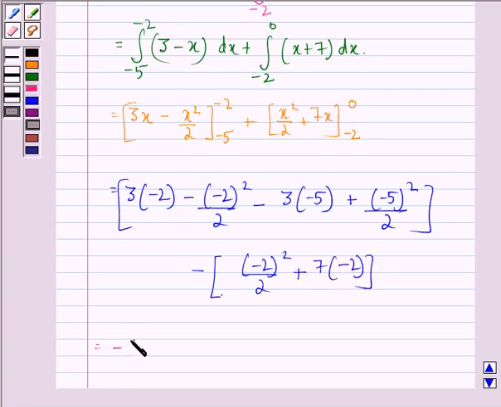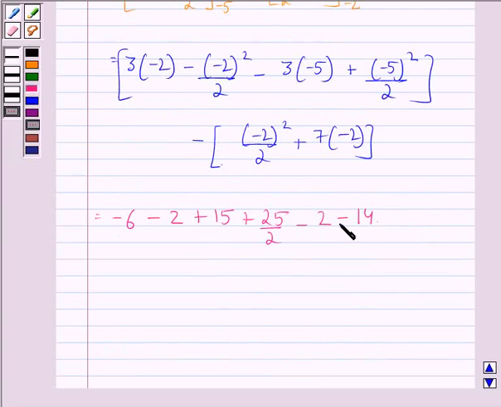This is equal to minus 6 minus 2 plus 15 plus 25 by 2, minus 2 minus 14. Here we will have plus 14, and this is equal to 63 by 2, which is our answer to this question.